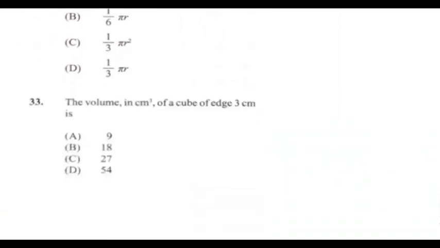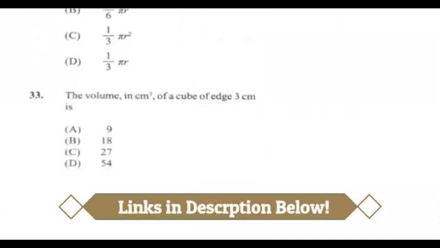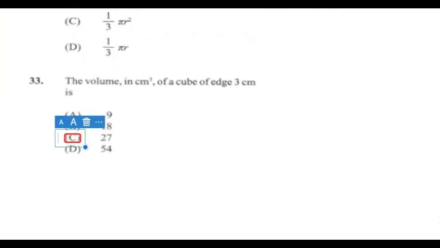33, the volume in centimeter cube of a cube of edge 3 centimeter is, remember, the formula for volume of a cube is edge cube or length cube. So it is 3 times 3 times 3, and that will give us 27. So our answer for 33 is C.